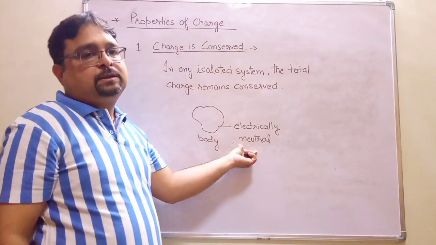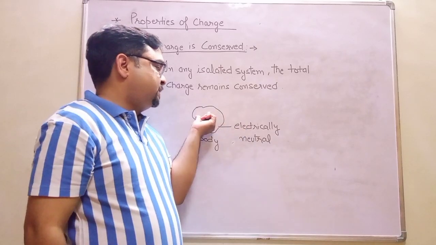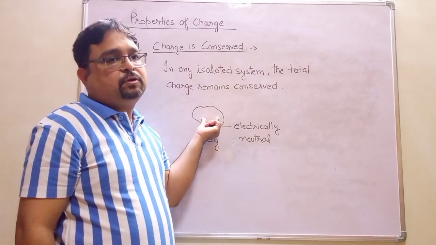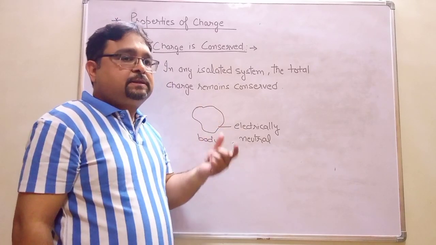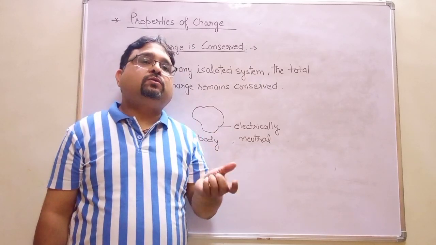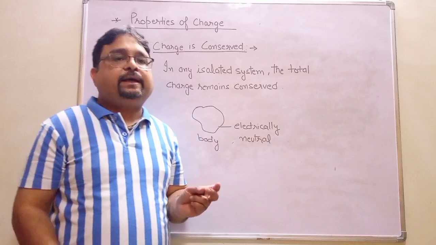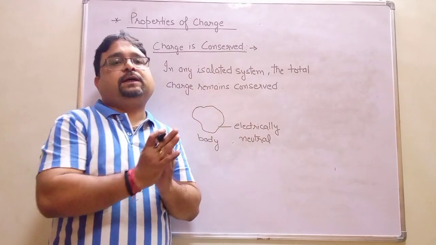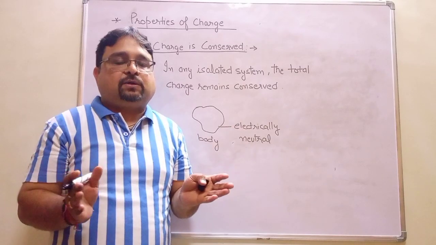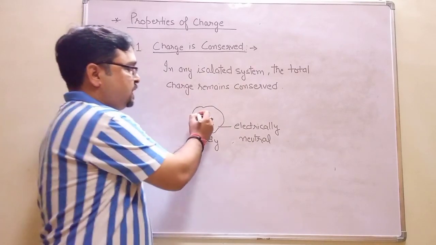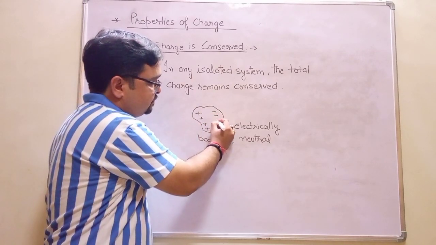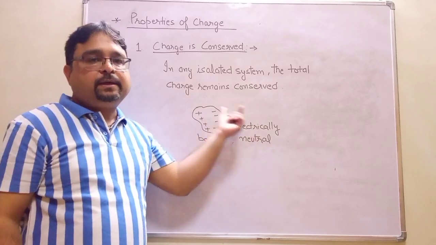Electrically neutral means the total positive charge inside the body is equal to the total negative charge inside the body. Similarly, in a human body, the total positive charge is equal to the total negative charge. So we can say the positive charge balances the negative charge, so the body is electrically neutral. There is no excess charge on the body. All the positive charge will balance all the negative charge. So we call it electrically neutral.